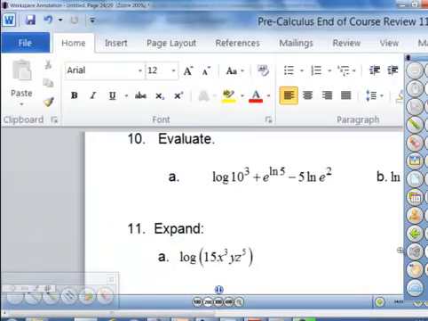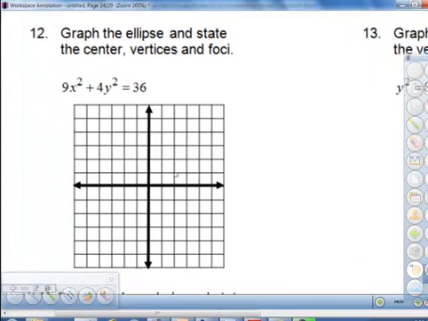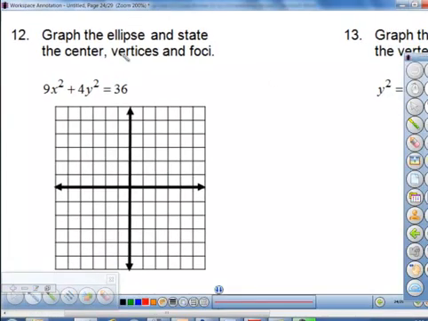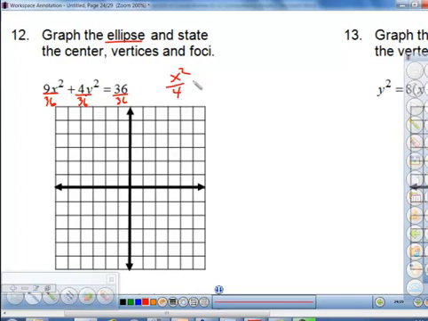Okay, let's do number 12. This should be fresh in your minds. It says graph the ellipse. That's going to help us. In order for it to be an ellipse, this has to equal 1. So I'm going to divide everything by 36. Okay, so those reduce and I get x squared over 4 plus y squared over 9 equals 1. Now I can correctly identify all these things. My center is going to be 0, 0. So we can plot that.